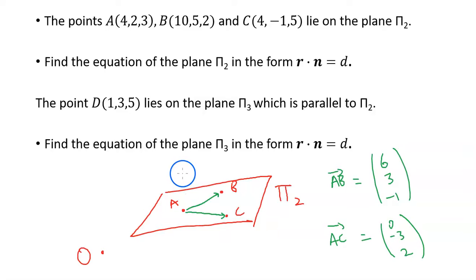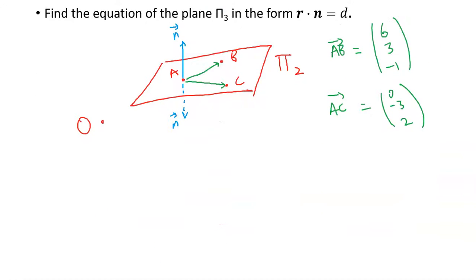So now we can calculate our normal vector n. In this diagram it's going to be AC crossed with AB, but it doesn't really matter. If you do AB cross AC, you'll get an equally good normal vector in the other direction. So just cross one of them with the other. It really doesn't matter. So n is equal to, let's say, 6, 3, negative 1, crossed with 0, negative 3, 2.